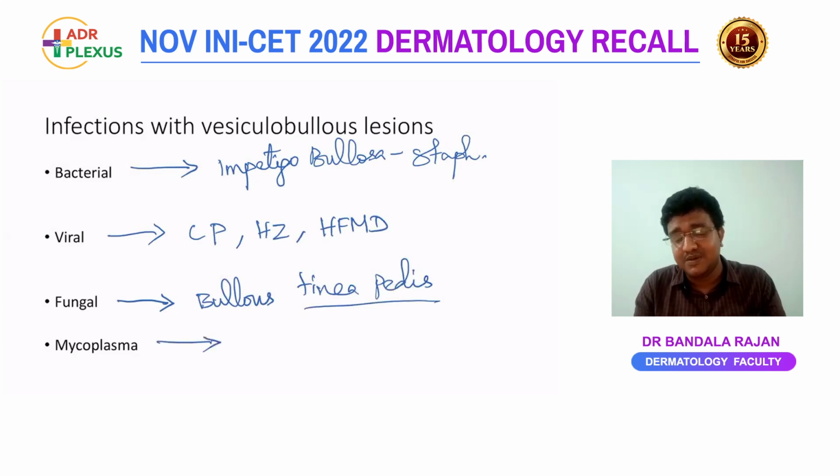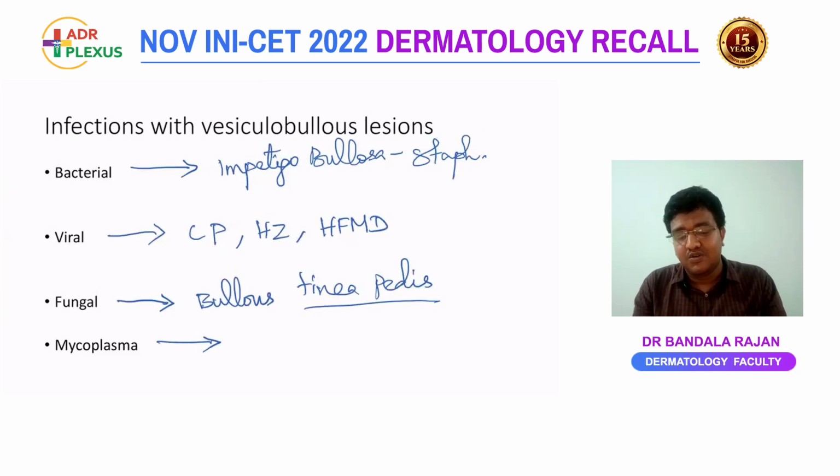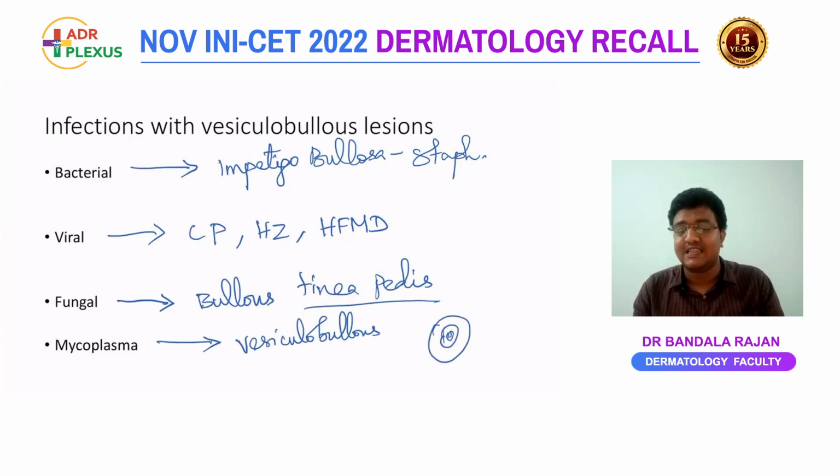In mycoplasma, it can lead to two types of lesions. It can lead to vesicular bullous lesions, or it can lead to target lesions, central vesicle with a zone of pallor, then zone of erythema. In that way, it can lead.